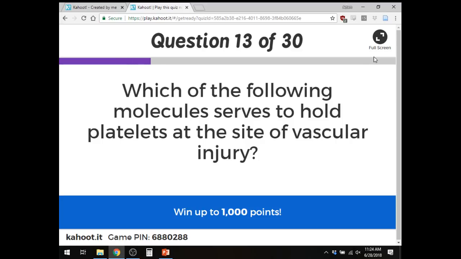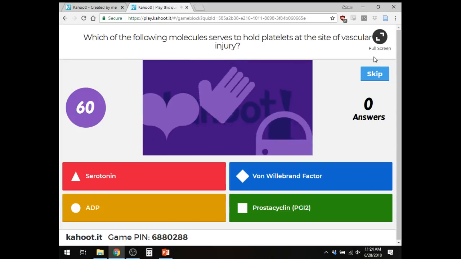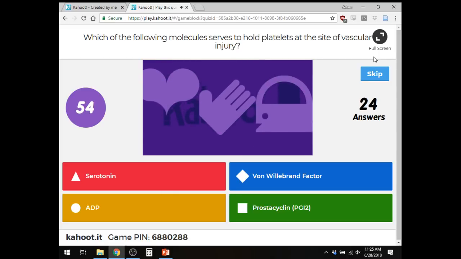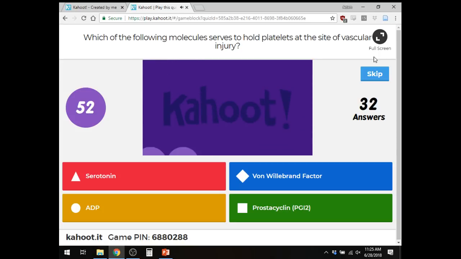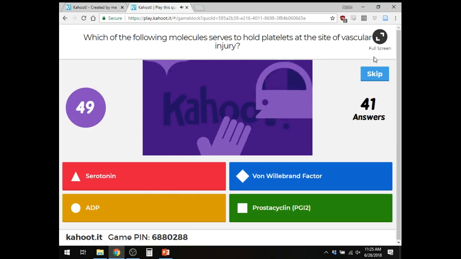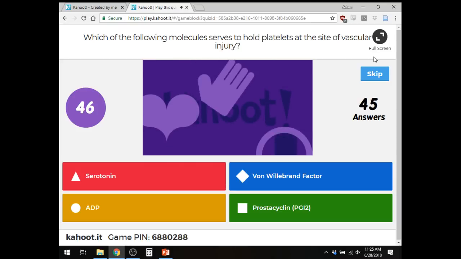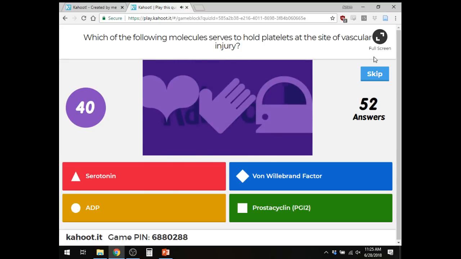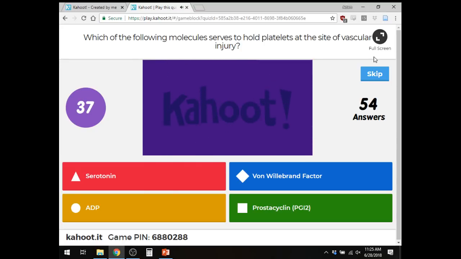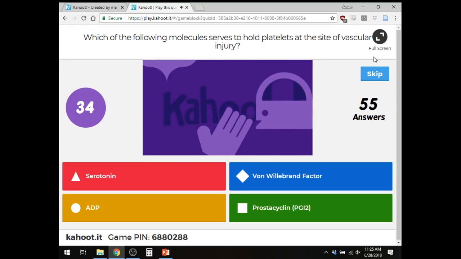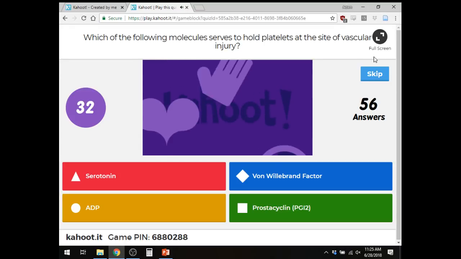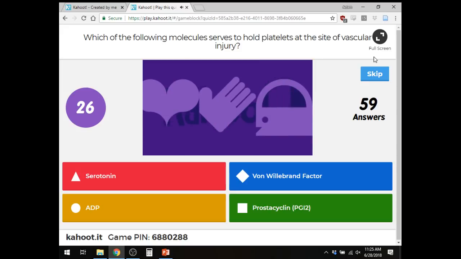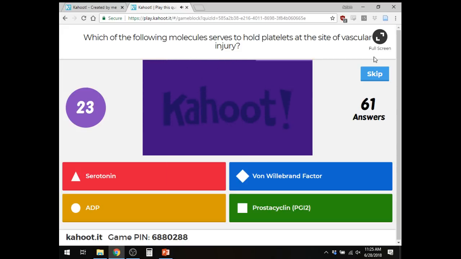Which of the following molecules serves to hold platelets at the site of vascular injury? Serotonin, ADP, von Willebrand factor, or prostacyclin? PGI2. Anyone know what the abbreviation for serotonin is? There's the 5-HT, that is serotonin. It's 5-hydroxytryptamine is the chemical name there. So you'll see that quite frequently, especially when you're talking about different receptor subtypes.